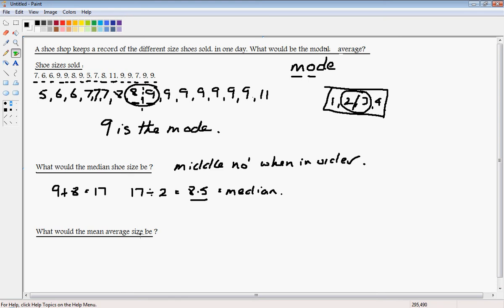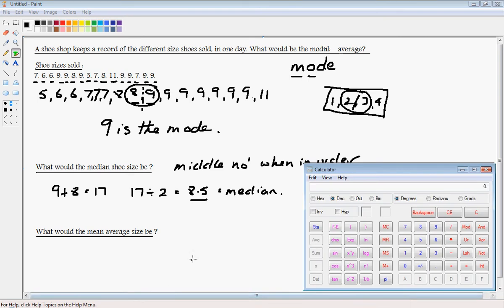Now the mean average. Now this is the average that we all have used through our lives, okay, and until now you probably never thought that there was any other type of average. That's just literally adding these numbers together and then dividing the number by the number of numbers. Hope that makes sense. So if I take my calculator, this is just a long-winded thing to do.